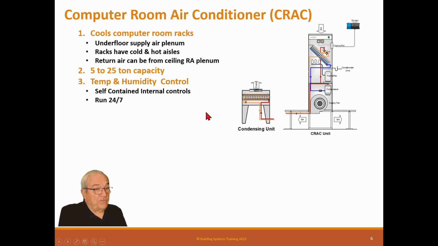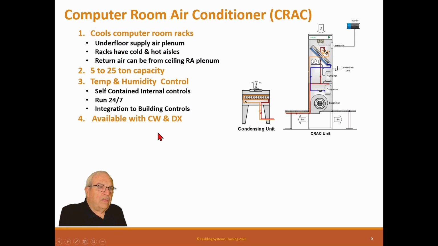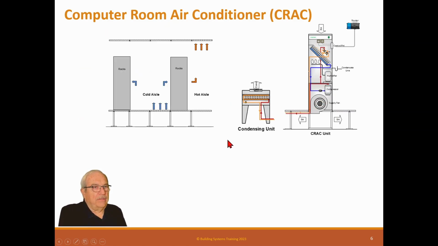These always run 24/7, so there's no schedule involved. You can integrate the building controls. They're available with chilled water and DX. Normally DX is the preferred version, because chilled water might be economized in the wintertime to make it a little warmer. Well, that's not going to work for this. These are 24/7 for total heat load that never changes. So that's why we normally have DX. You can run chilled water and DX, so one is standby for the other, but normally DX is the preferred method.